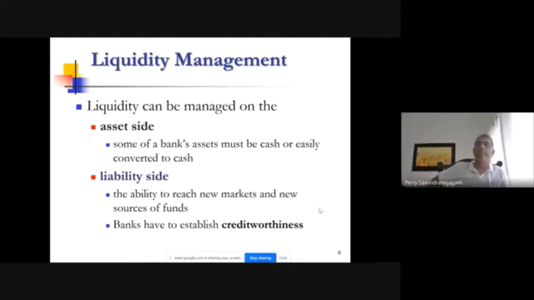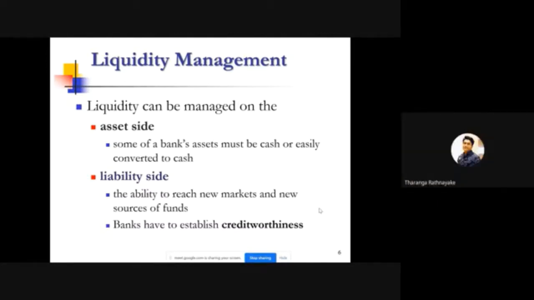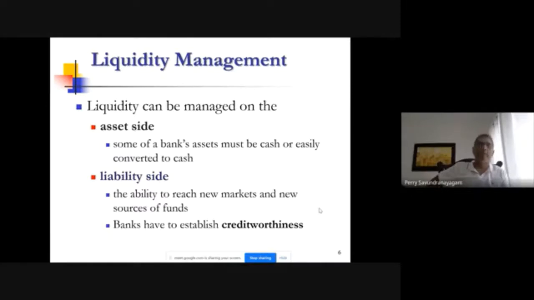3-month treasury bill and a 10-year bond, which is the more liquid? Treasury bill. Treasury bill, because there's a ready market for that. So if you have assets on your book that are cash or can be converted into cash easily, that means your asset portfolio is fairly liquid.